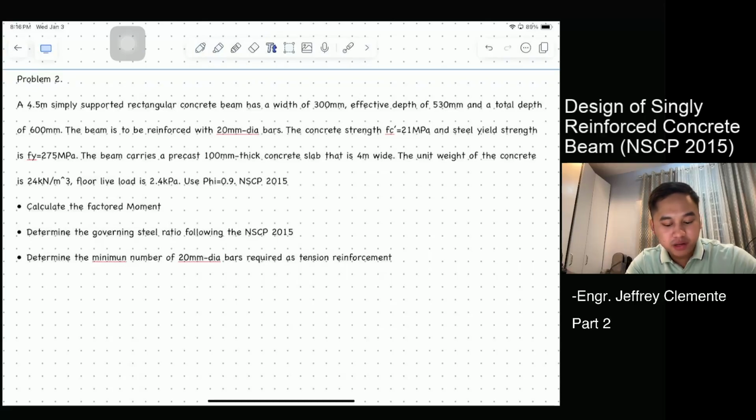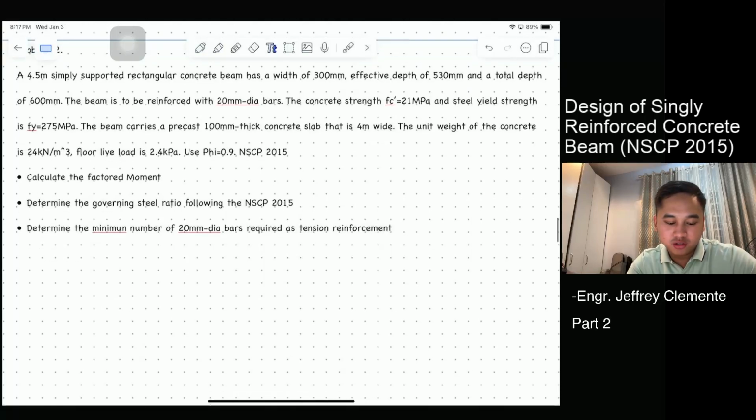The beam carries a precast 100 mm thick concrete slab that is 4 meters wide. The unit weight of concrete is 24 kilonewton per cubic meter. Floor live load is 2.4 kilopascal. So, use phi 0.9, NSCP 2015. What does it mean that phi is 0.9? Of course, the section should be tension controlled. Right? That is what it implies.